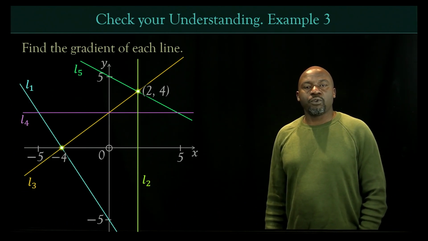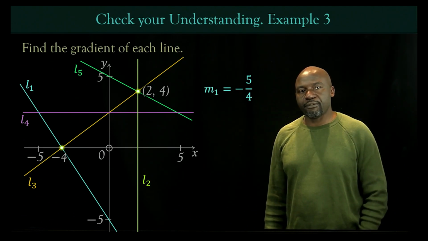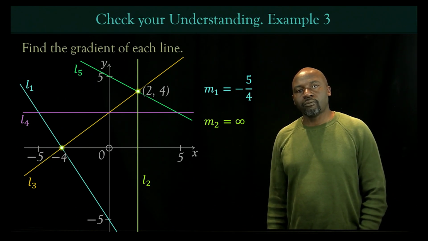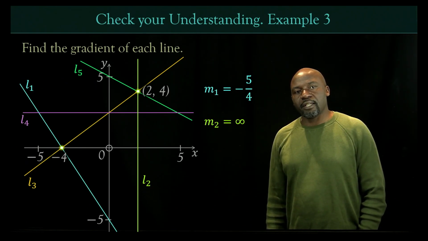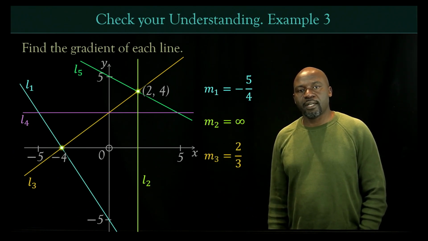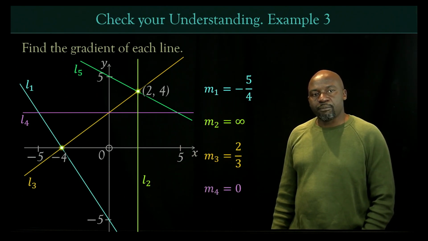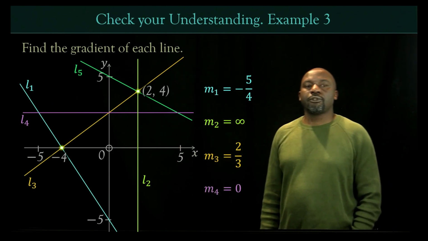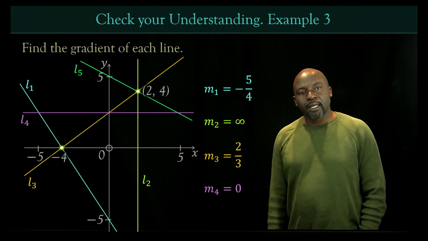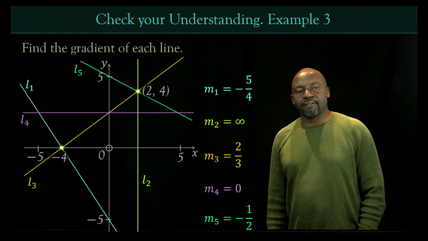For line 1, which is the blue one, you should get that the gradient is -5 over 4. For line 2, you should find that the gradient is infinite. For line number 3, the orange one, the gradient is 2 over 3. For line number 4, the gradient is 0. You should already see some pattern. And for line number 5, the gradient is negative a half.